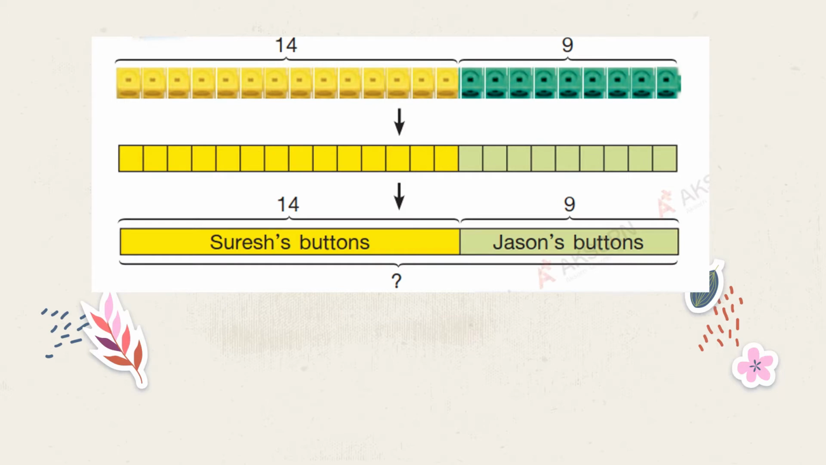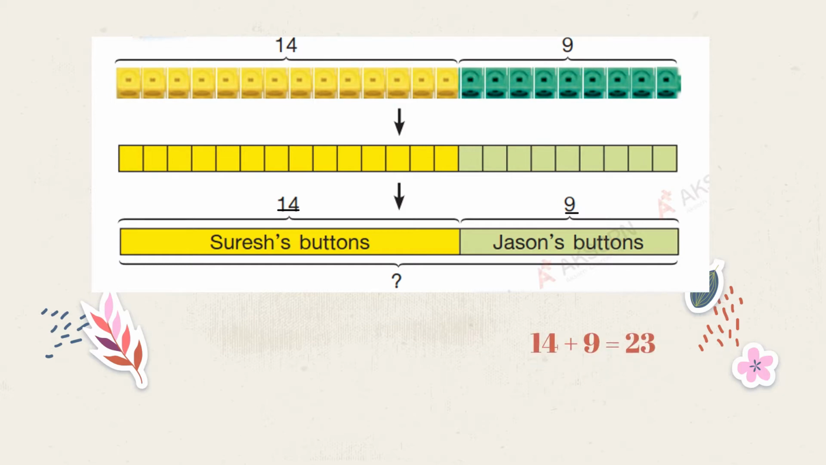Okay, so we can also use cubes or draw a model to show the number of buttons. So here we use a cube. The yellow cube is for Suresh's buttons, and the green cubes represent Jason's buttons. So we have 14 buttons for Suresh and 9 buttons for Jason. Okay, so how many buttons do they have altogether? So let's answer.